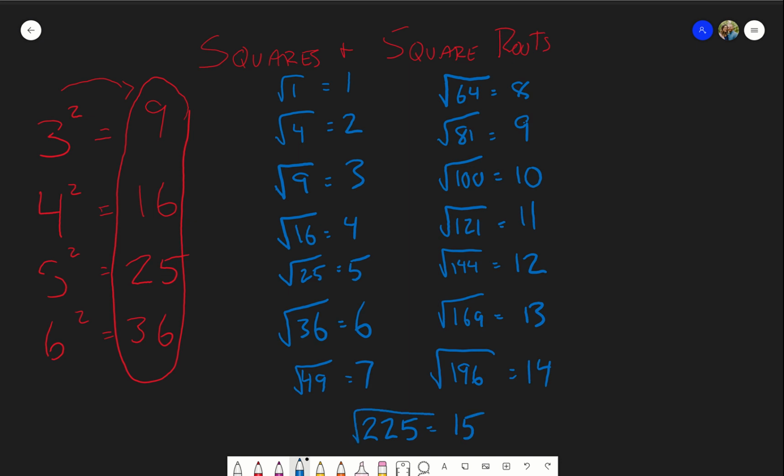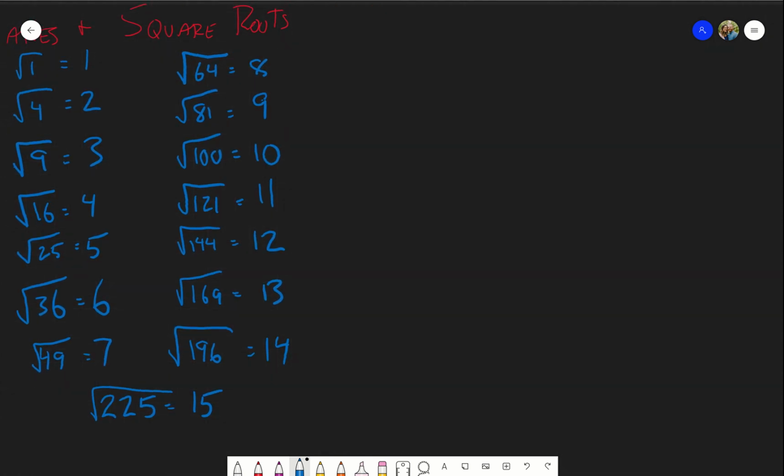Go ahead and pause this. Write down all of these square roots. You're going to want to have these written down so that we can go back to them as we continue through this chapter. All right, so as we're moving on from that, I'm just going to leave this over here, but we're going to deal with some other things.